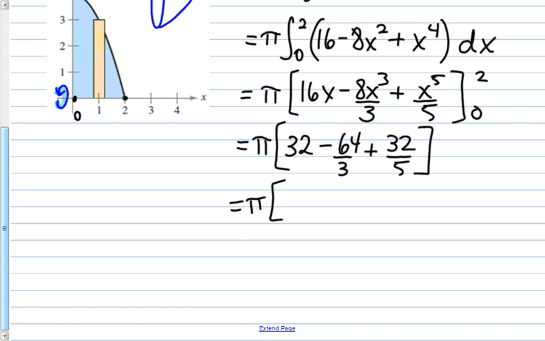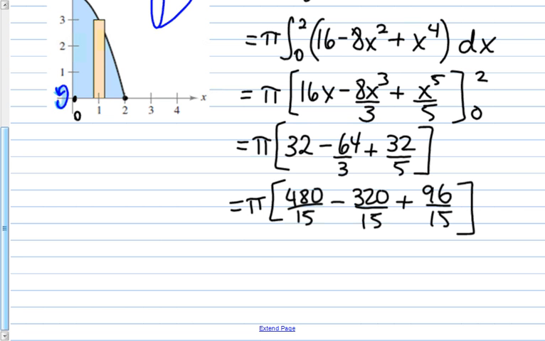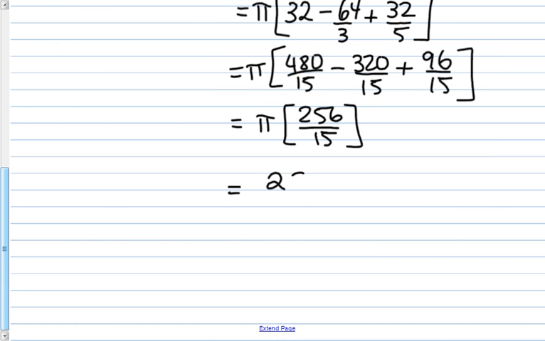All right, common denominators, just in case we can't use a calculator. So the least common denominator is 15. So 32 times 15 is 480 over 15. Minus 64 times 5 is 320 over 15. And 32 divided by 5 times 3, to make the denominator 15, is 96 over 15. So then I have pi. And then simplify that, and there's 256 over 15, and that's my answer. That's the volume. 256 over 15 pi. And that's the volume of this region.